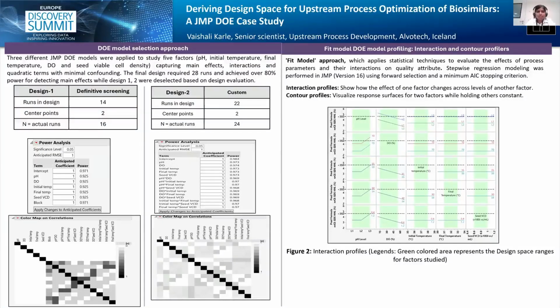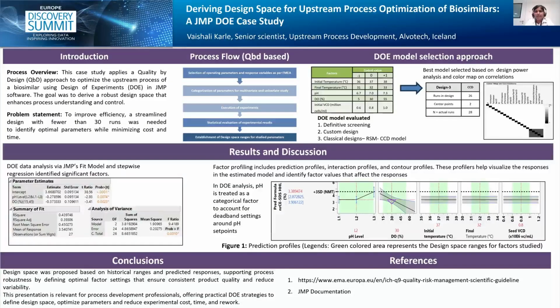With the custom design, we were getting 22 runs with 2 center points, so 24 runs. But again, the color map correlation was showing a lot of confounding effect, which is not a very trustworthy approach to get predicted values for the outputs. So we deselected the first 2 designs and went ahead with the central composite design.